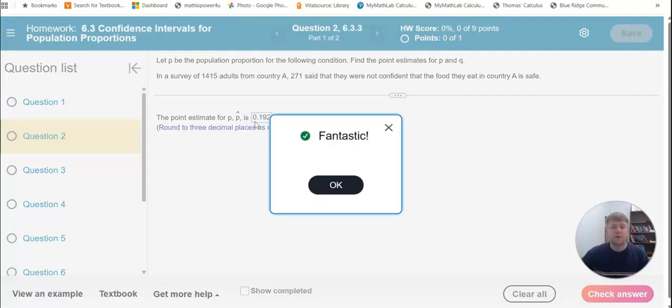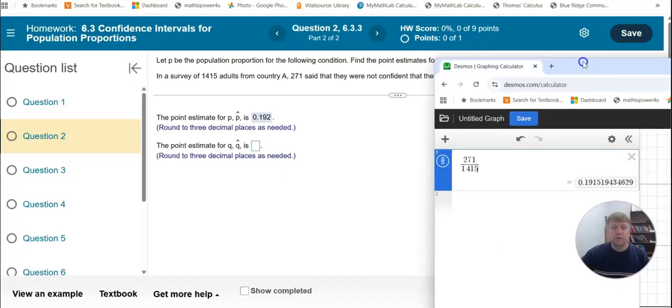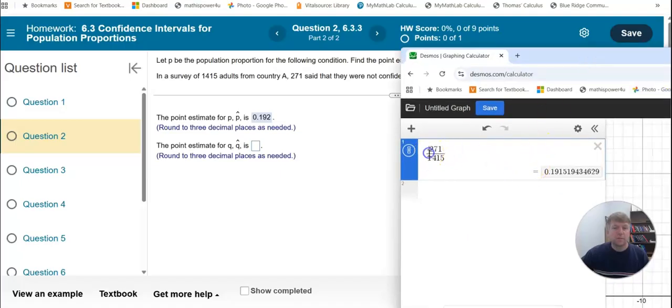All right, and then the next part says, okay, what is the estimate for Q? Well, just like with the binomial distribution, Q is 1 minus P. So if this is P, just put a 1 minus in front of it, and that's Q. All right, so to 3 places, 0.80.